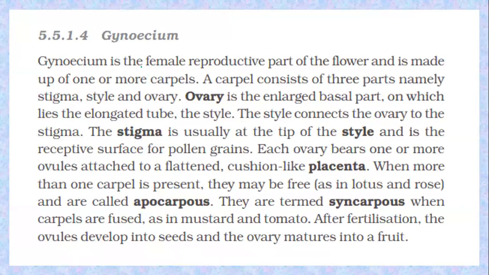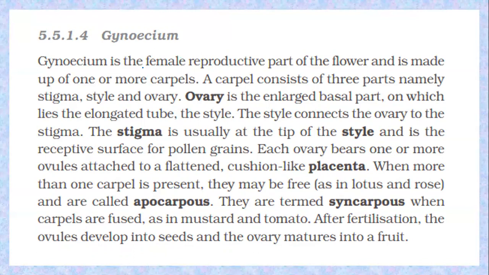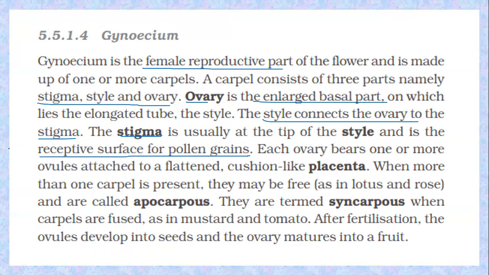Gynoecium is the female reproductive part of a flower, and is made up of carpels. A carpel consists of three parts, that is the stigma, style, and ovary. Ovary is the enlarged basal part. The style connects the ovary to the stigma. The stigma is usually present at the tip of the style and is a receptive structure for pollen grain. Important. Stigma, receptive structure for the pollen grain.